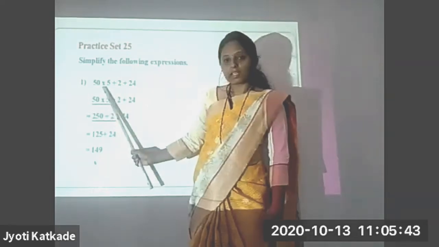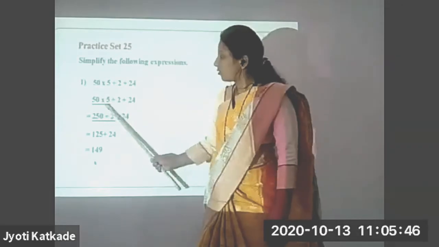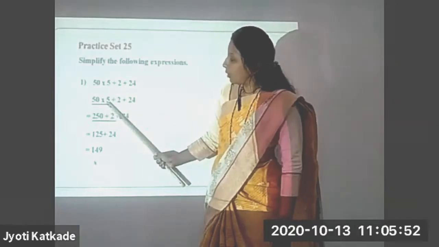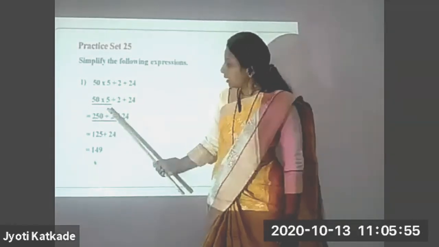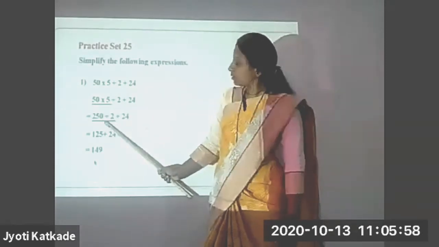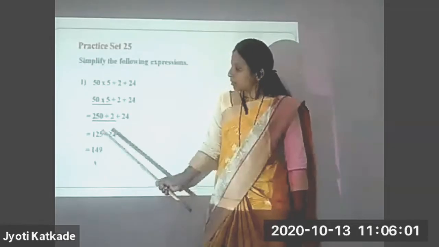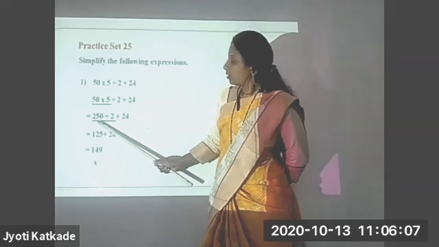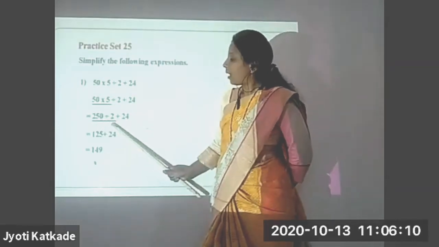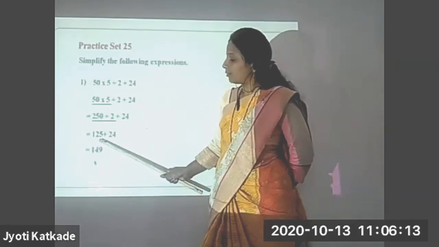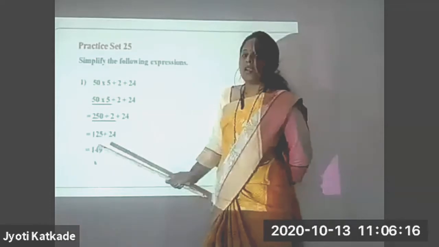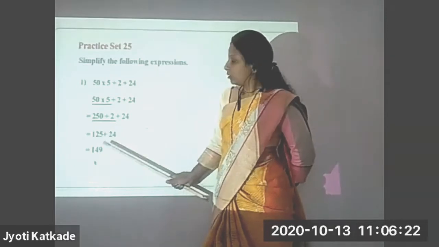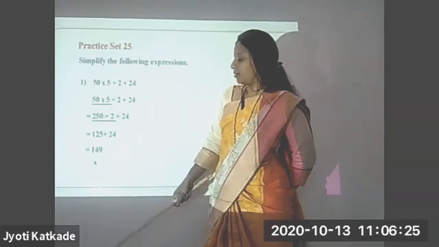So first is multiplication, 50 into 5. We have to do this multiplication first. When we multiply 50 by 5, we get 250. Take this division sign as it is, and 2 plus 24. Now, after this multiplication, do this division. Divide 250 by 2, we get 125 plus 24 as it is. And when multiplication and division are completed, then add both values. Then we get 149. Okay.